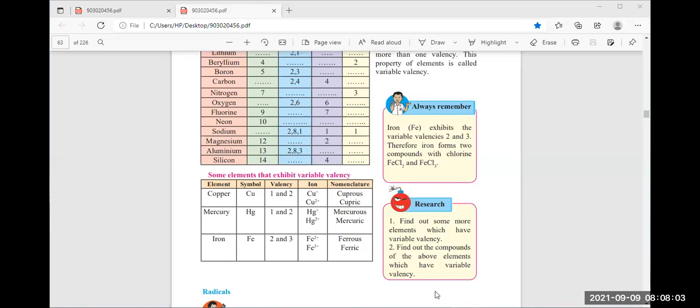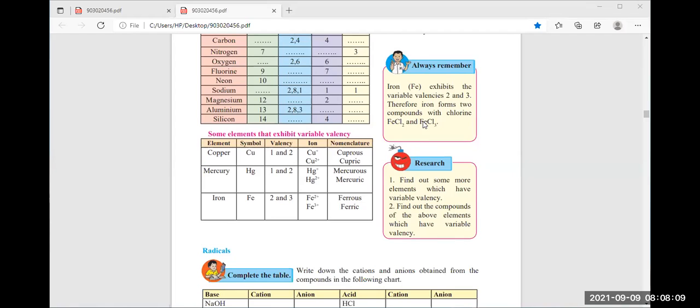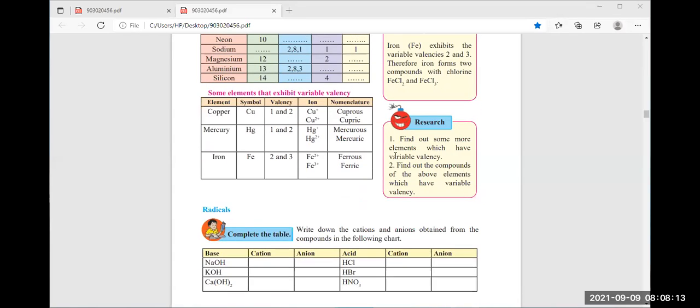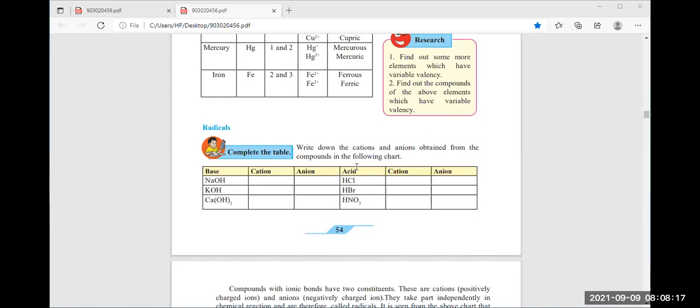Okay. Now research, this is given for you. Can you do it? Research for you: you have to find out some more elements which have variable valency, and find out compounds of the above elements which have variable valency.